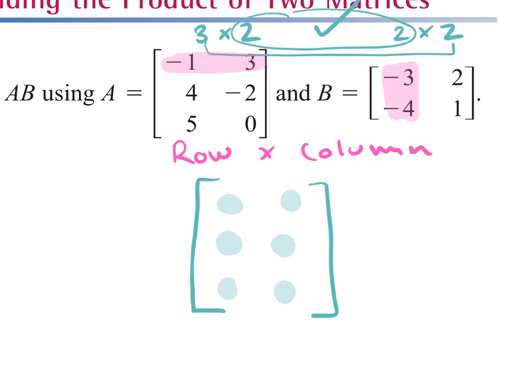Now we take the first number times the first number. So we have -1 times -3. And we're going to add that to the second number times the second number. So 3 times -4. So the first number times the first number plus the second number times the second. What's -1 times -3? 3 plus, what's 3 times -4? -12. And 3 plus -12? -9. Awesome. So that's going to go in my first row, first column spot.